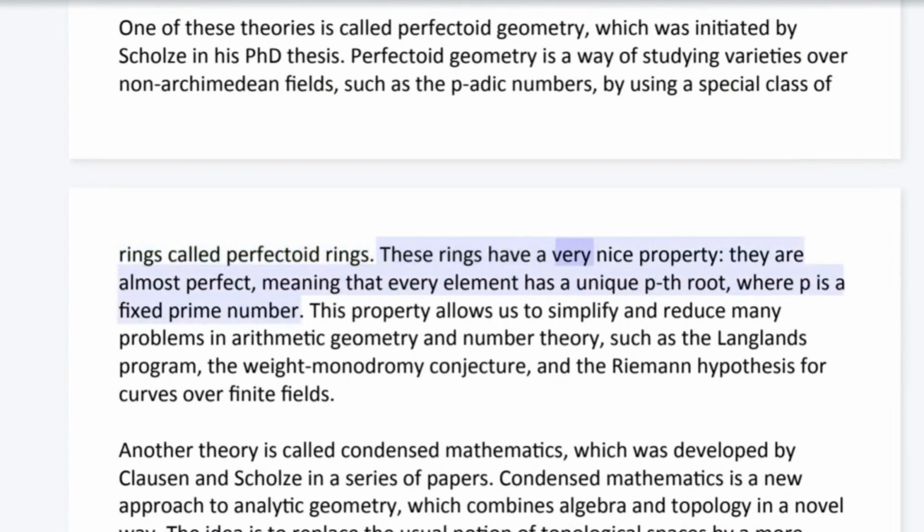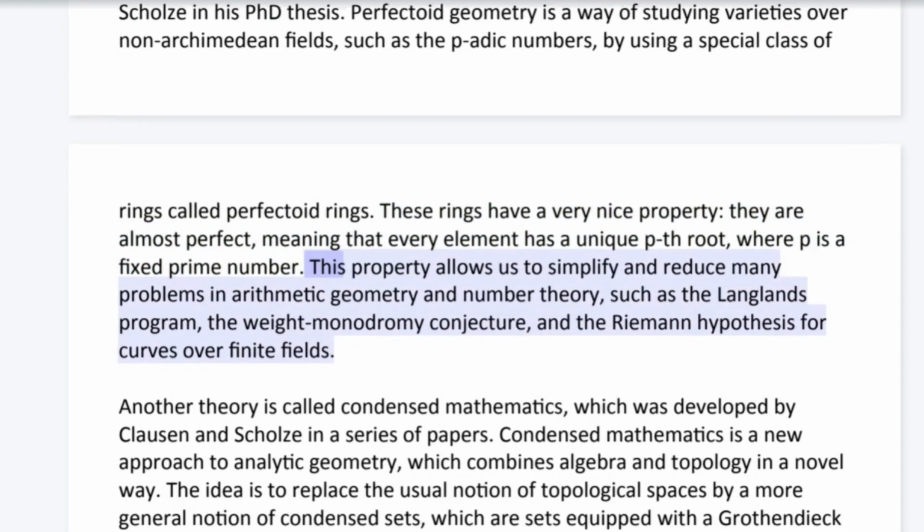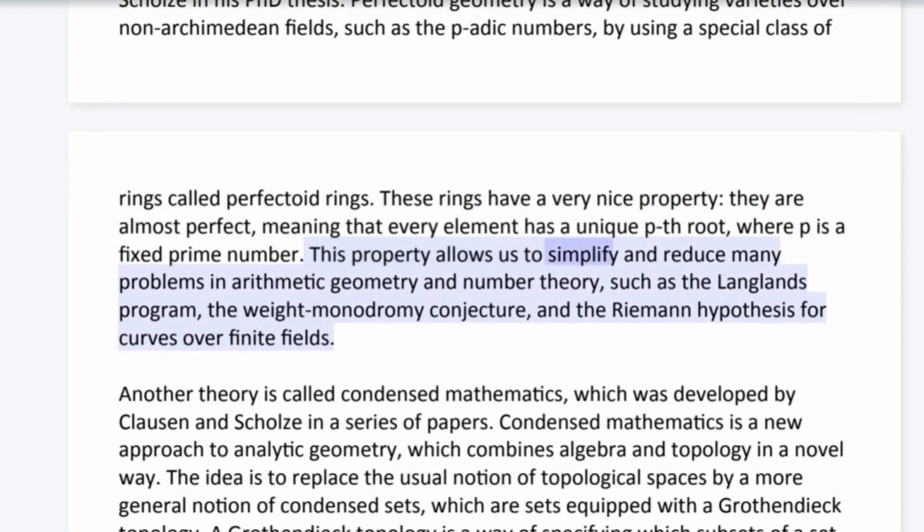These rings have a very nice property. They are almost perfect, meaning that every element has a unique pth root, where p is a fixed prime number. This property allows us to simplify and reduce many problems in arithmetic geometry and number theory, such as the Langlands program, the weight monodromy conjecture, and the Riemann hypothesis for curves over finite fields.